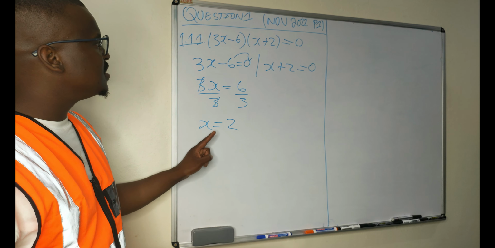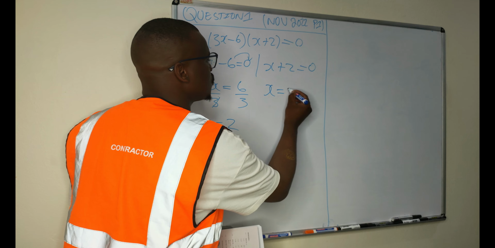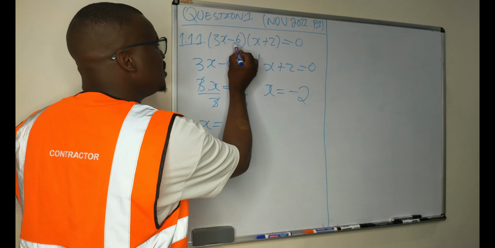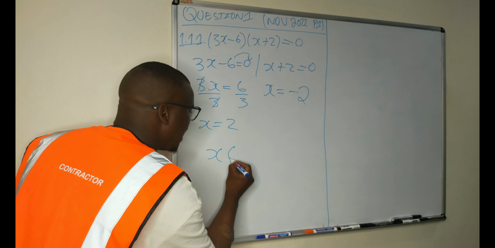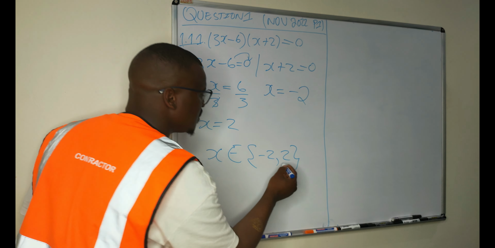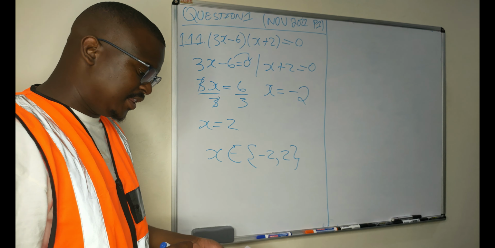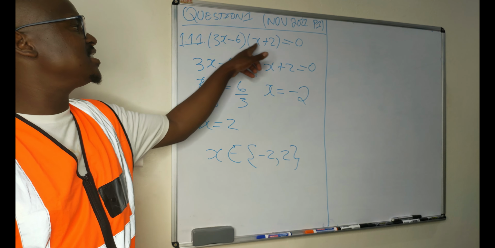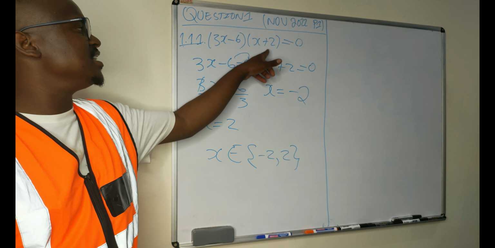And then for this bracket to be 0, that means your x is equal to minus 2. So for this to be true, your x should be an element of the set {minus 2, 2}. That's what this tells you. You want the values of x such that this equation is satisfied. That's it. You're done with this one.